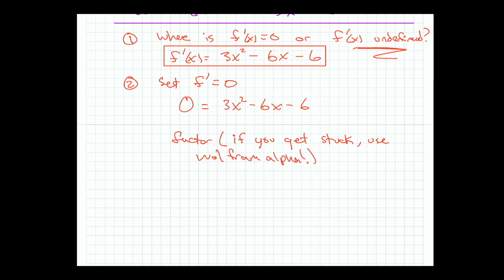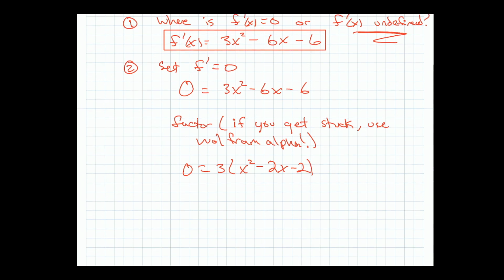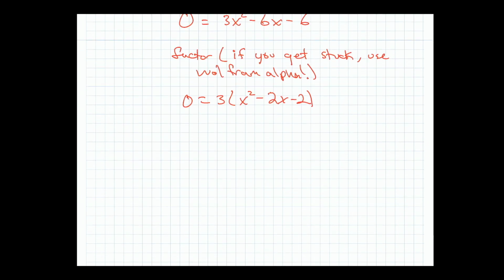Okay, so for us, I would just factor out a 3, x squared minus 2x minus 2, and then I would be looking for numbers that added up to negative 2 and multiplied to negative 2. It doesn't factor. You can try, but it doesn't factor, I don't think. So you could use a computer. I'm going to use the quadratic formula. That's what you should do if you're doing it by hand.